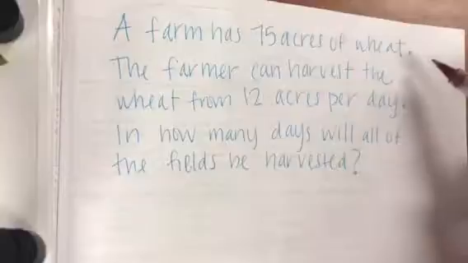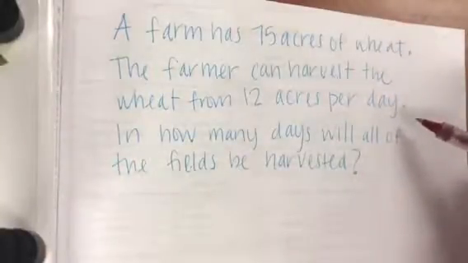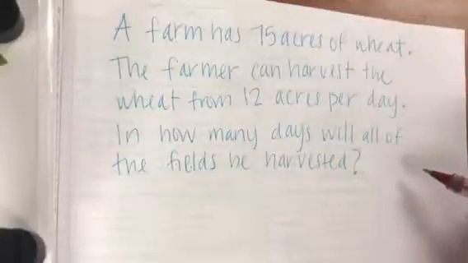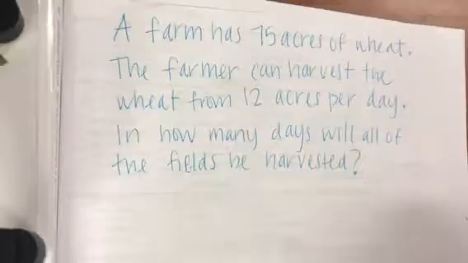So the farmer has 75 acres of wheat. The farmer can harvest wheat from 12 acres per day. In how many days will all the fields be harvested? Okay, before we move on, I'm going to let them read it to themselves. Pause it and read it to yourself. I just feel like we're going too fast for you, but we're reading it at our pace. I need you to read it on your pace, so pause it if you need to. Read it on your own before we go on, and then let's move on.